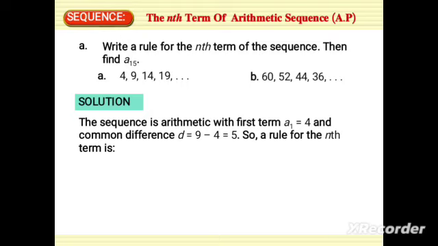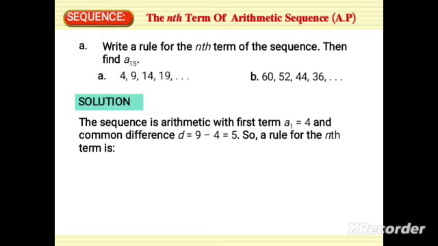The common difference is the difference between the second and the first, and as it continues. So we have 9 minus 4, because we are looking for the difference. So 9 minus 4 is 5, 14 minus 9 is 5 again, 19 minus 14, the same, 5. So that means it is a common difference of 5.